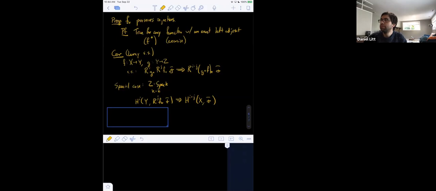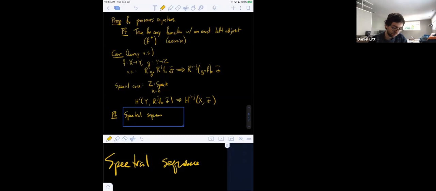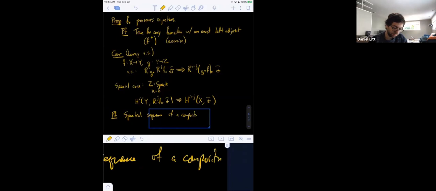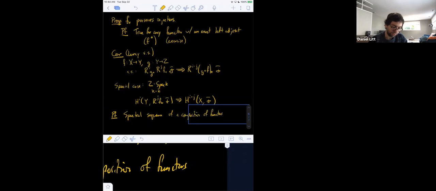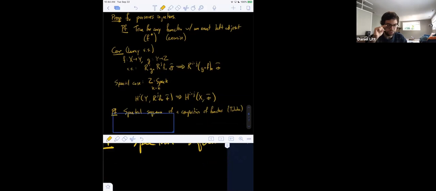All right, so the proof is, well, there's a general statement. I'll just write spectral sequence of a composition of functors, but I'll say a little bit more about it. This is in Tohoku. The general statement is that if you have two functors between abelian categories, so that the first one sends injectives to injectives, there's a spectral sequence computing the derived functors of the composition in terms of the composition of the derived functors.